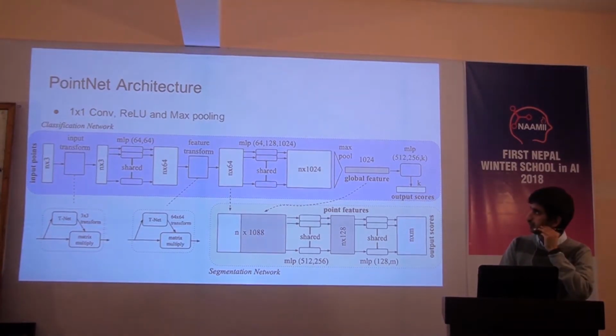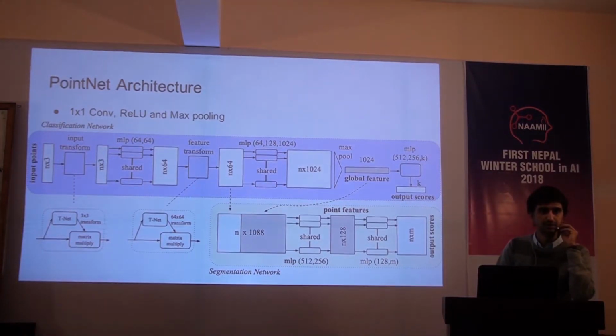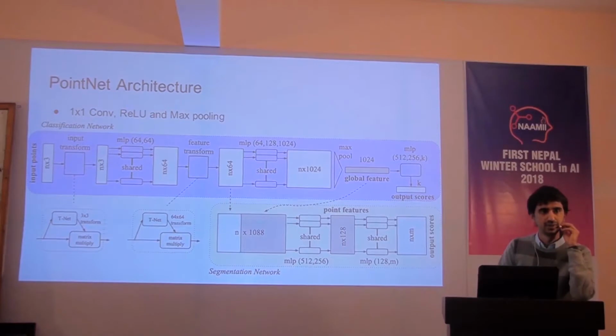So you see that all these operations are invariant to order. This is the main point. When you do max pool of an n-dimensional vector, the result will be the same no matter where each component is. It's still the max, right? It doesn't matter what the order is. And the same is true for ReLU.